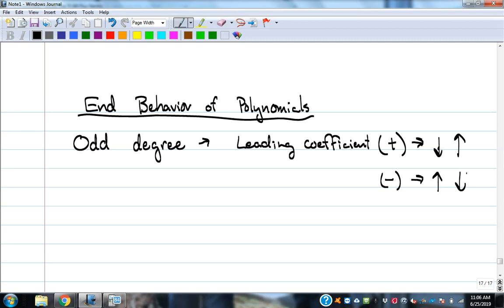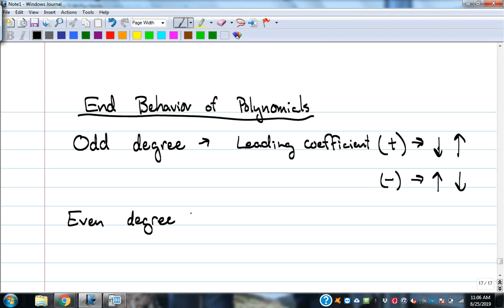If it has odd degree, the ends go in opposite directions. That'll help you. Okay, odd degree, ends go in opposite directions. The sign of the leading coefficient tells you: positive, left side down, right side up. If it's negative, left side up, right side down. That's if it's odd degree.